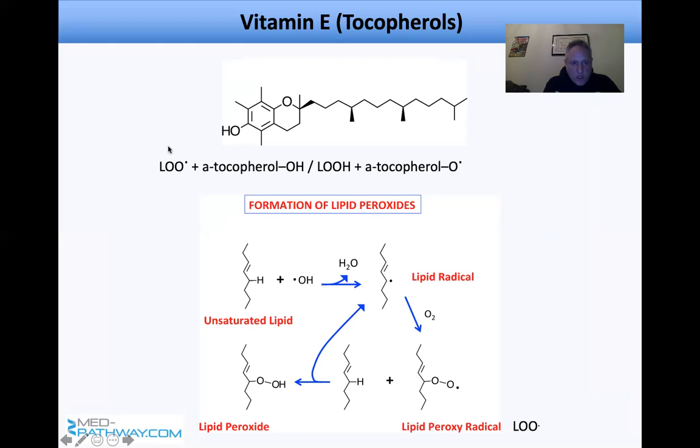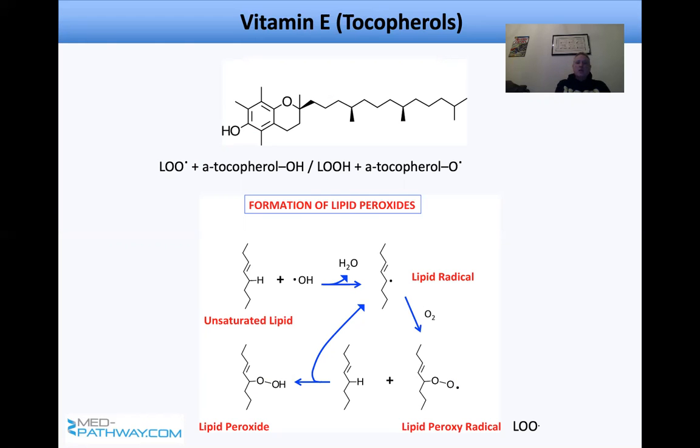Now, what you can see is that this LOO radical is going to be turned into a neutral radical by the action of tocopherol. So what's LOO radical? Well, it's actually a lipid peroxyl radical. So here's an unsaturated lipid in your membrane. It can be converted into a radical here. And then oxygen can generate a peroxy radical. Those are dangerous because what they can do is basically disrupt the structure of the membrane.